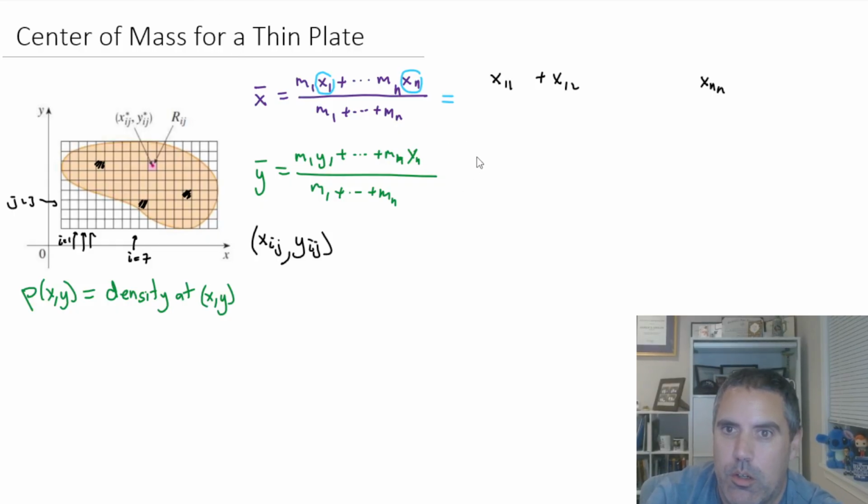But the thing we don't know is the masses. What's the mass there? What's the mass at the next point? And so the strategy is this. When we get to this point, we're going to pretend that all of the mass at that one point is there.